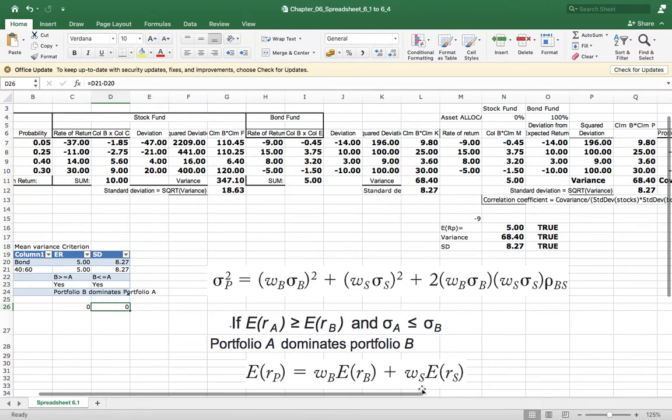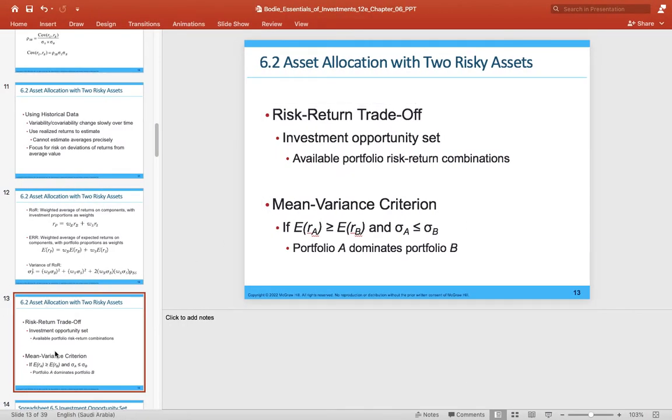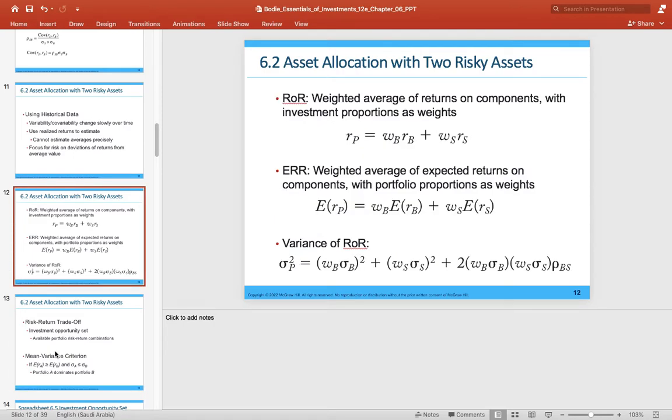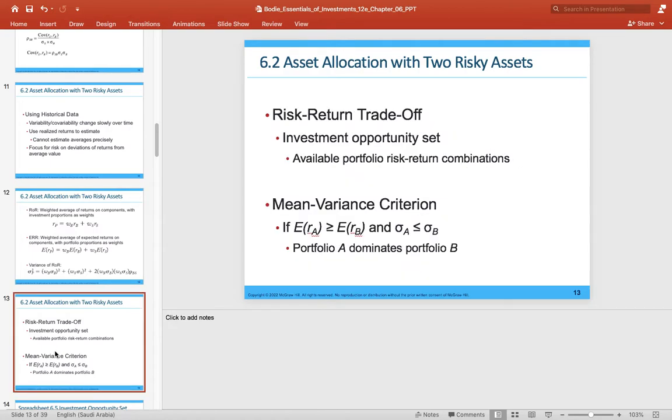And again, go to the PowerPoint, please. Instead of calculating from the data series, you can calculate the variance and standard deviation using the formula. What is the formula? Weight of bond fund squared multiplied by standard deviation of bond fund squared, plus weight of stock fund squared multiplied by standard deviation of stock fund squared, plus 2 multiplied by weight of bond, standard deviation of bond, weight of stock, standard deviation of stock, multiplied by correlation between bond fund and stock fund. This is the way we calculate it directly.